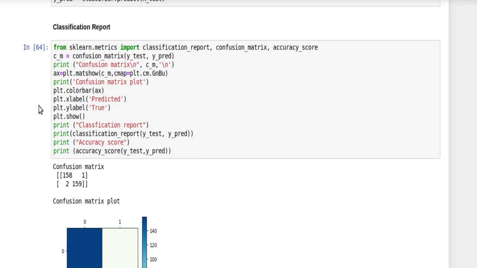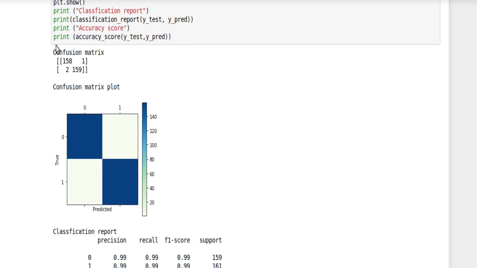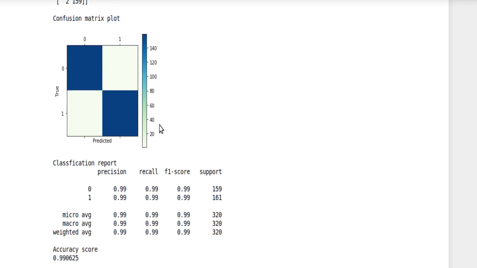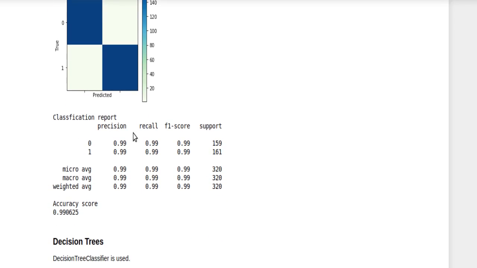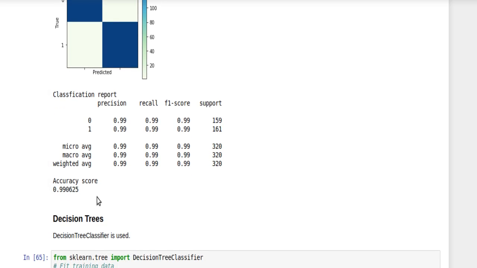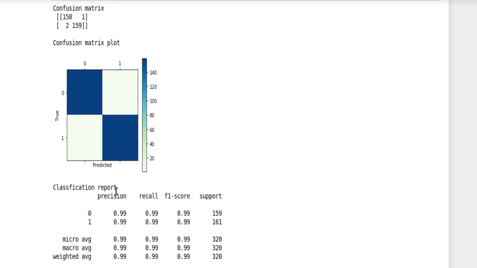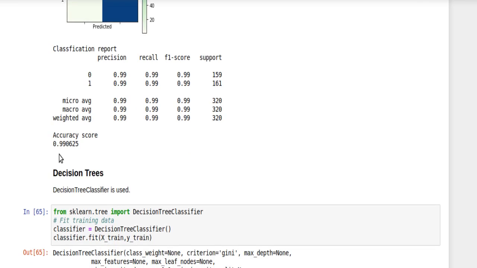From this we have calculated the confusion matrix, and you can see this is the confusion matrix and this is the confusion matrix plot. And we have calculated precision, recall, F1 score. So precision is coming out to be 0.99, recall and F1 score are also 0.99, and accuracy is coming out to be 0.99. So we can see that using the KNN algorithm we are getting accuracy of 99%, which is highly appreciated.